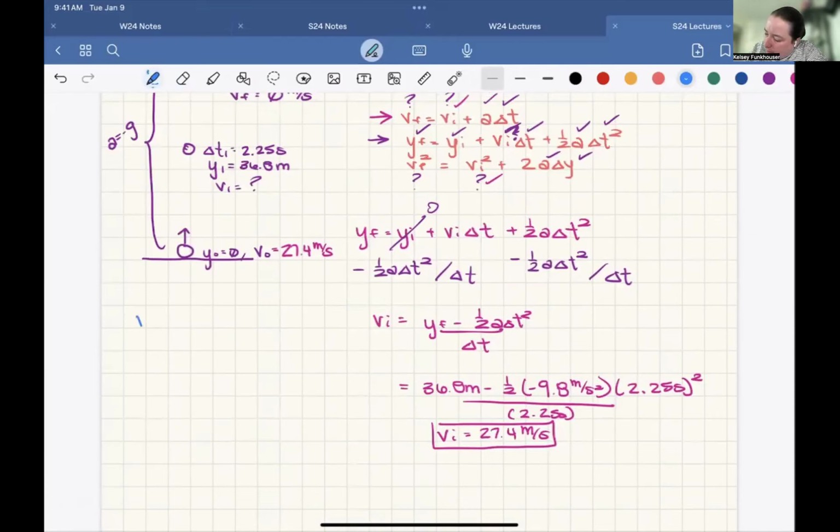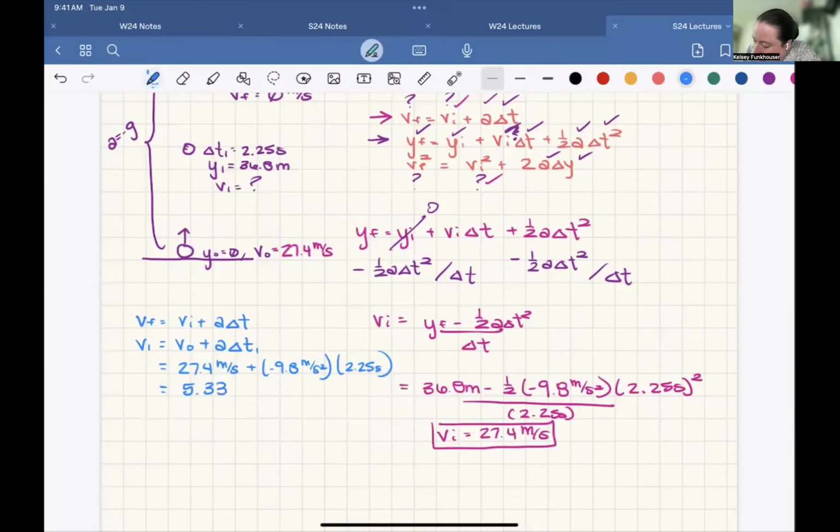Okay, so v final equals v initial plus a delta t. I'm going to quickly rewrite these with our subscripts. So v1 is the one we're looking for, plus a delta t1. So v initial, 27.4 meters per second, plus negative 9.8 meters per second squared times 2.25 seconds. And this gives us a velocity at position 1 of 5.33 meters per second.